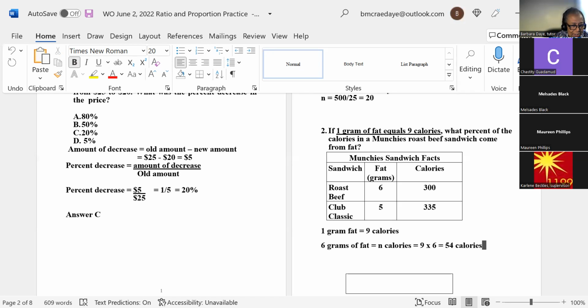So your percent would be your 54 divided by your 300. I think I did that too. Your percent calories would be equal to 54 divided by the 300. And what's that equal to, Mercedes? 0.18. 0.18, and that's equal to, and how do you convert from decimal to percent?